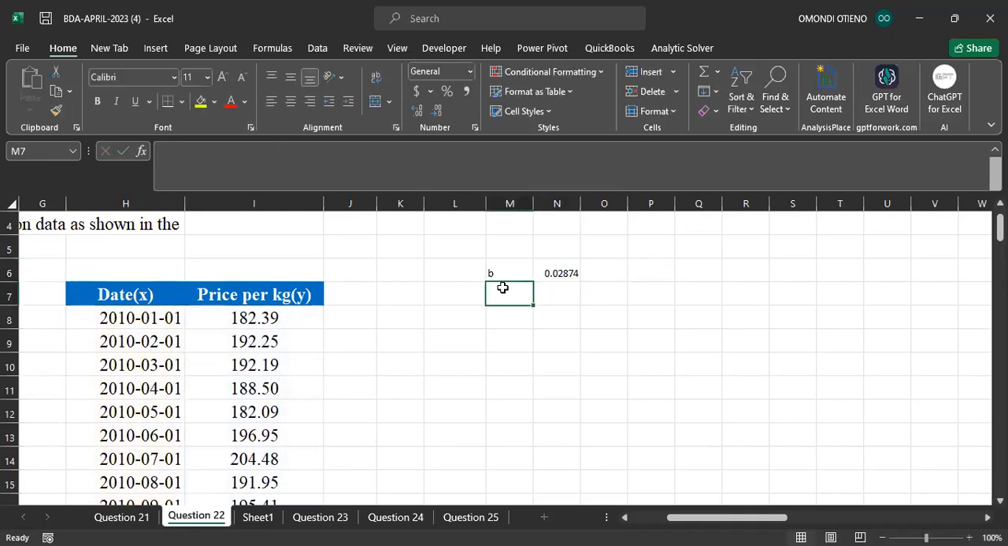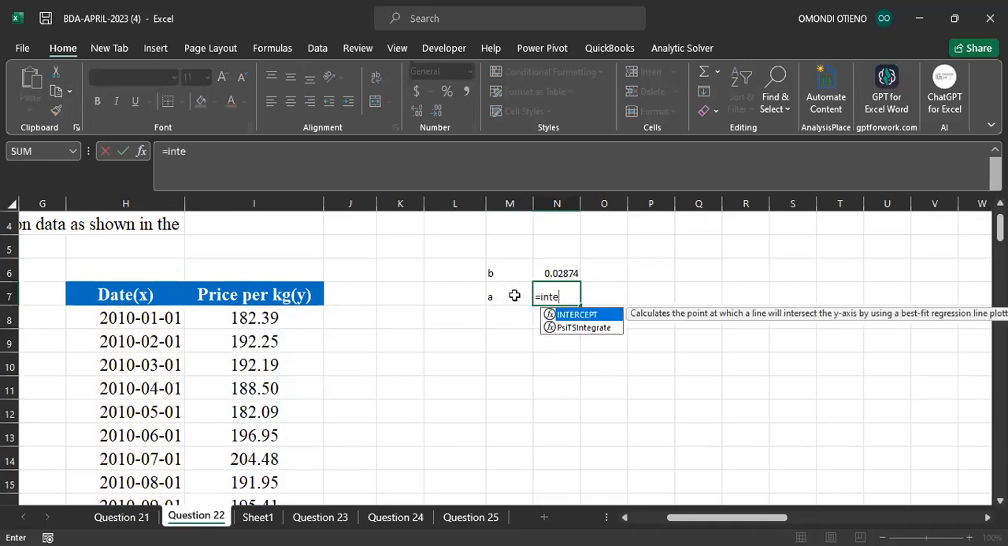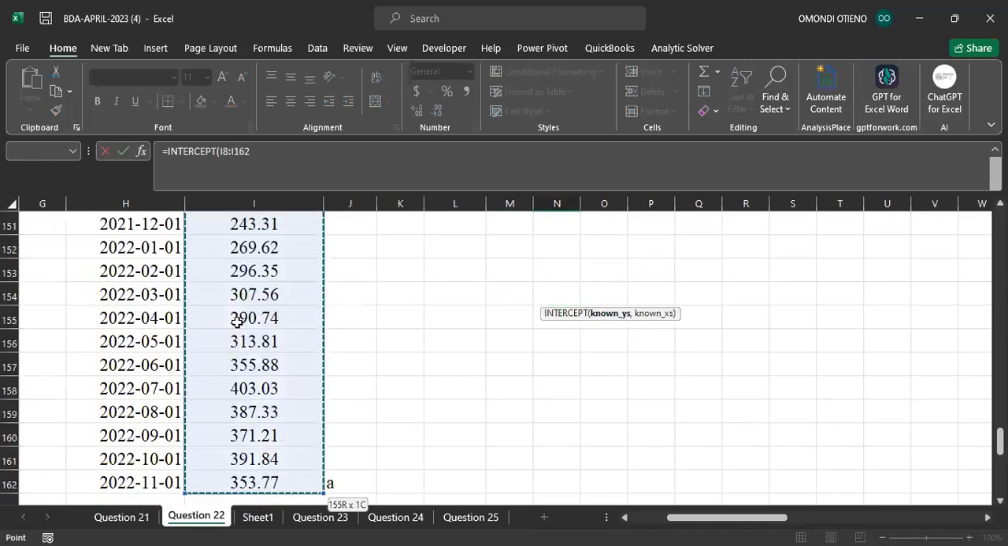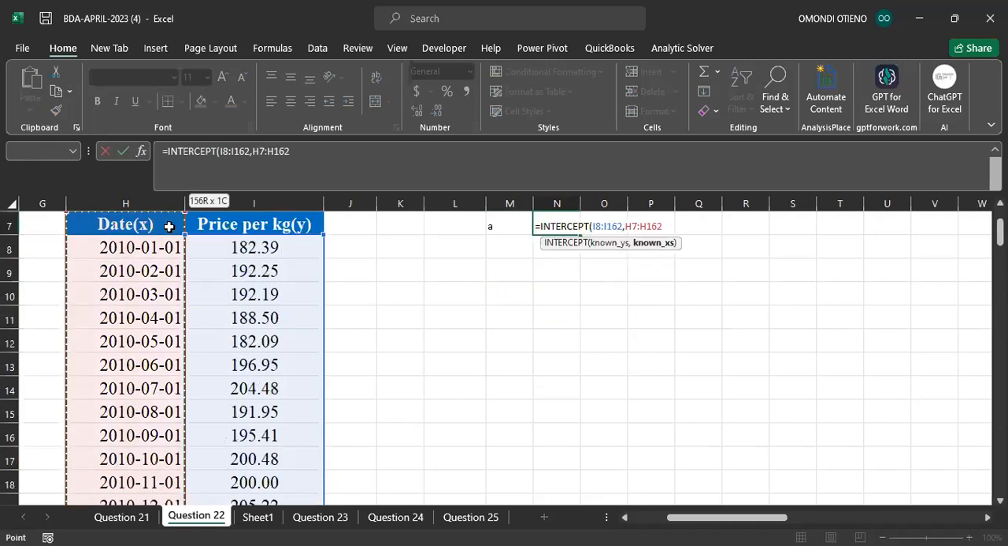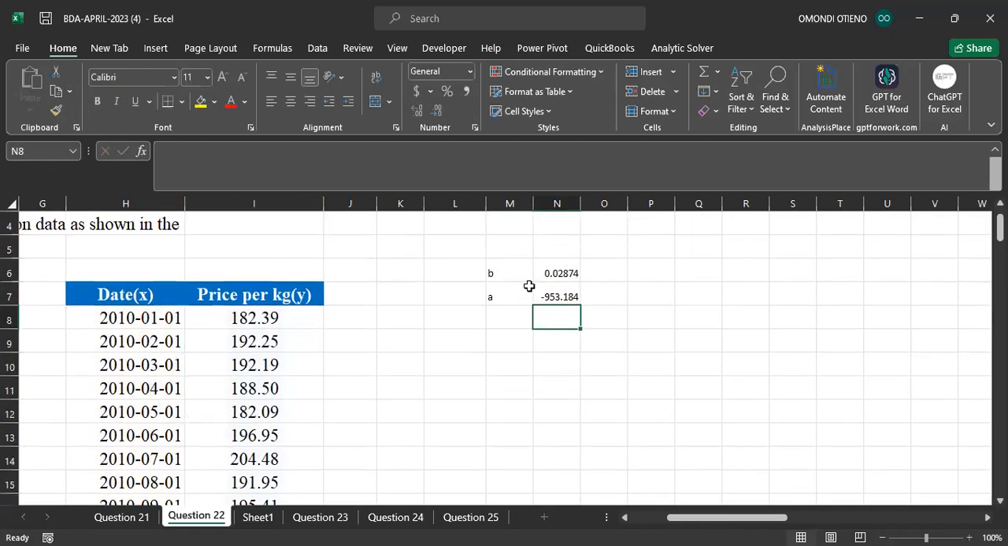How about value of a? A is the intercept. Known values of y ndio hizi hapa. Comma, known values of x ndio hizi hapa. If that is done, we'll be able to get this. Are they close to what you are getting using the graph?